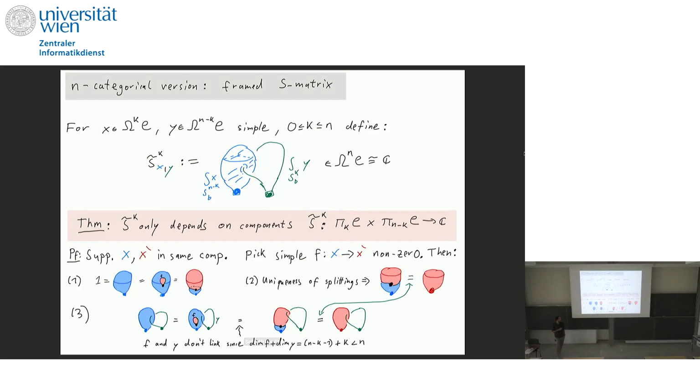So suppose you have two simple objects that are in the same component, so that are connected by some non-zero map between them, by some sort of codimension 1 relative defect. Then pick some simple map between them, which goes from x to x prime, which is non-zero. It doesn't need to be an equivalence, just some simple map. And first, let's record some things that we know.